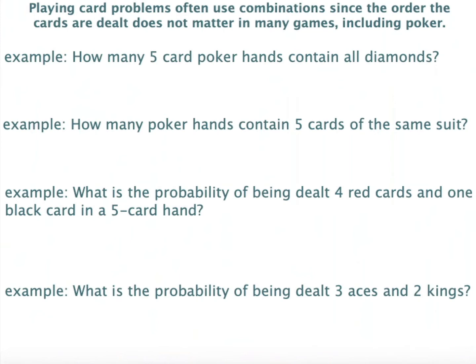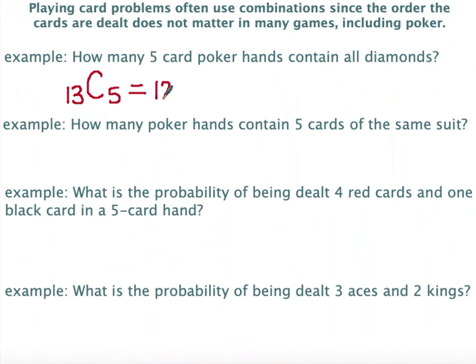Probably the most famous type of problem that uses combinations is poker hands. And lots of playing card problems would involve combinations because it doesn't matter what order you receive the cards in most games. So if we were trying to figure out how many 5-card poker hands contain all diamonds, we would have to think, okay, how many diamonds are in the deck and how many different ways would there be to collect a group of 5 diamonds? So since there are 13 diamonds in a deck and the order doesn't matter, I would want to know how many different ways there are for me to collect 5 of those diamonds.